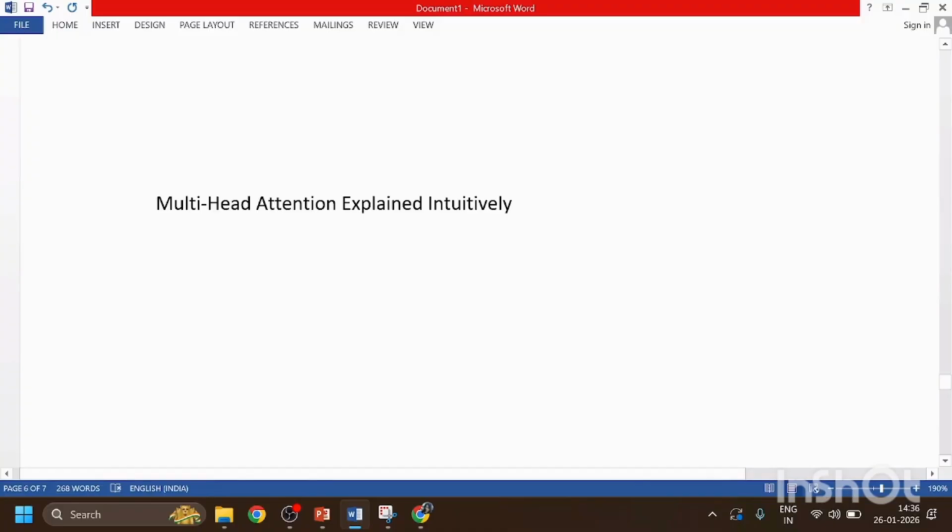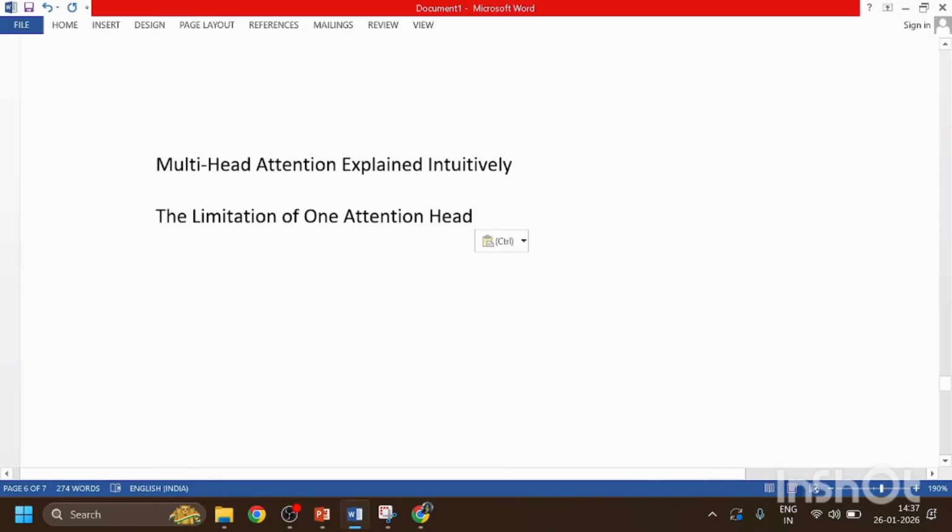In the self attention block, self attention lets each word look at all other words. It calculates which words matter more for context, but there is a limitation. Here is the limitation of one attention head: one attention head can focus on only one type of relationship at a time. Language is complex. Words are related in many different ways.